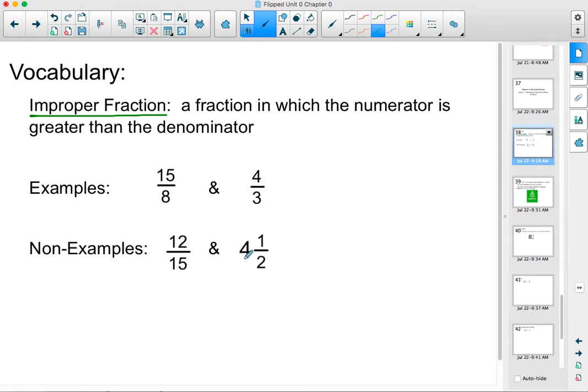Our other non-example is 4 1/2. This is a non-example because it's a mixed number. It's got a whole number piece and a proper fraction attached. If we wanted to, we could do a little bit of math and turn this into an improper fraction, and we'll see something like that in just a minute.